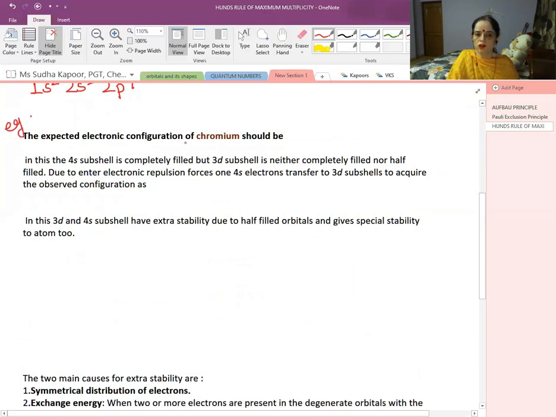First, the expected electronic configuration of chromium. All of you must know that chromium has atomic number 24. If we fill these electrons according to the above principles, we get argon, that is 18, then 4s2 3d4. In this case, the 4s subshell is completely filled, 4s is 2, but the 3d subshell is neither completely filled nor half filled. For half filled, the d should be d5.